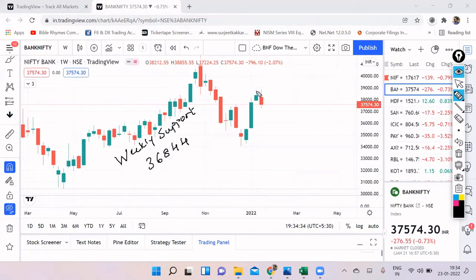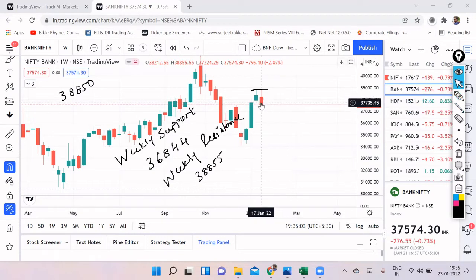So here we have a resistance because this is a short-term resistance, and we saw that Bank Nifty fell sharply from 38,850. Okay, so this becomes our weekly resistance, this particular level. So our weekly resistance is 38,850 or 55. Okay, I think the high is 55. Yeah, 38,855.55.